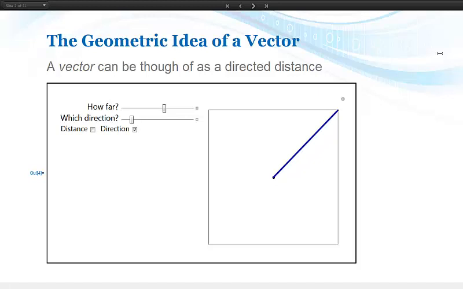A way to illustrate this is, suppose somebody says there's a great party at Bob's house, and you say, well, how do I get there? And they say, oh, it's easy, you just go 23.6 miles. Well, what question comes up? Of course, but what direction?